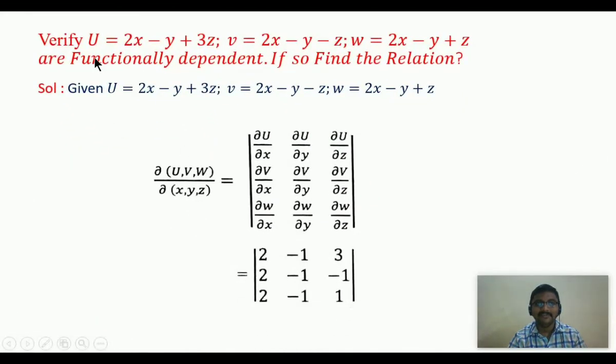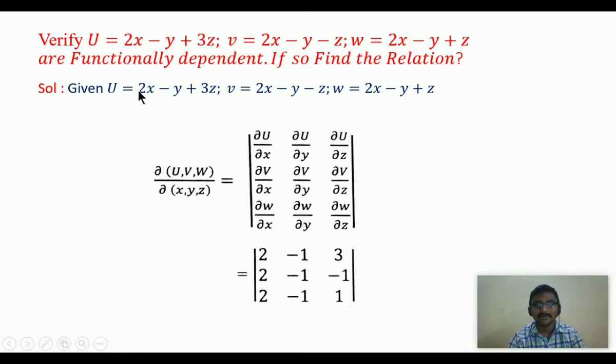Another problem, verify u is 2x minus y plus 3z, v is 2x minus y minus z, w is 2x minus y plus z are functionally dependent. If so, find the relation given u, v, w values. Dou of u, v, w by dou of x, y, z. The formula is a determinant of dou u by dou x, dou u by dou y, dou u by dou z, dou v by dou x, dou v by dou y, dou v by dou z, dou w by dou x, dou w by dou y, dou w by dou z.